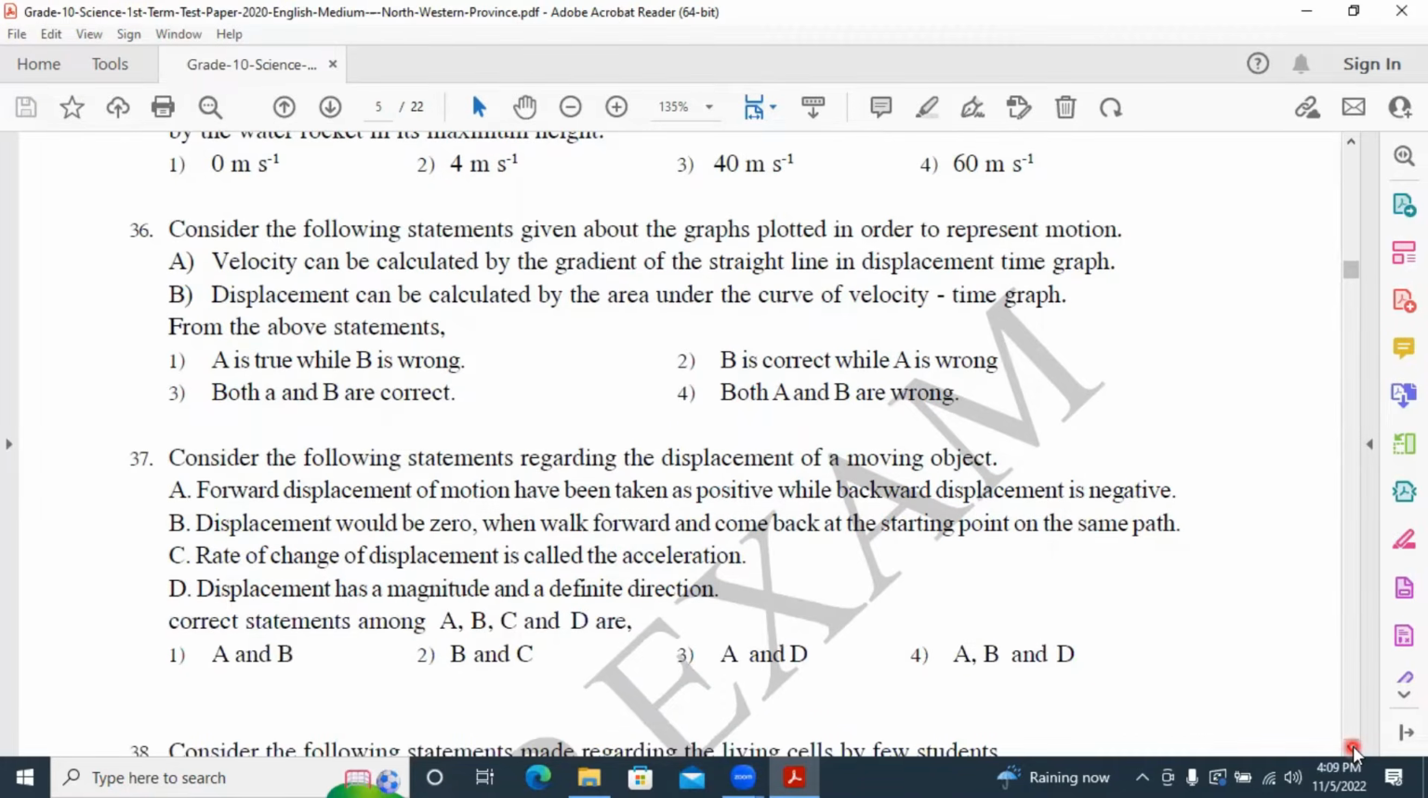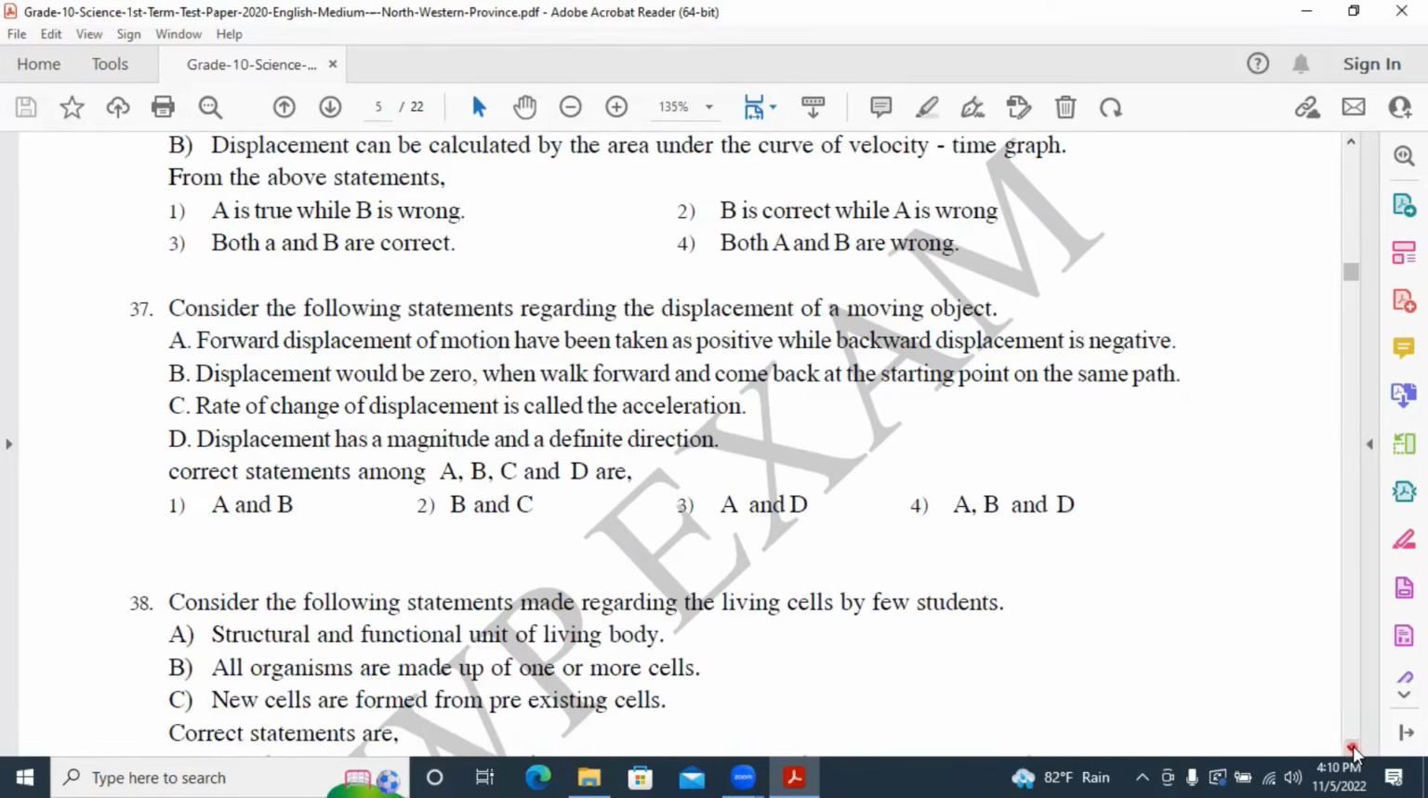36. Consider the following statements given about the graphs plotted to represent motion. A. Velocity can be calculated by the gradient of the straight line in a displacement time graph. It is correct. B. Displacement can be calculated by the area under the curve of a velocity time graph. B also correct. Answer number 3. Both A and B are correct.